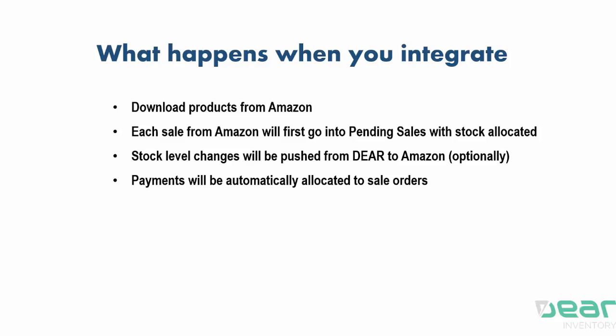Each sale from Amazon will first go into pending sales in Deer and will have stock allocated. Depending on whether you choose to consolidate your orders or have them come through individually, the orders are then processed into actual sale tasks or actual sale orders within Deer. Stock level changes are then pushed out from Deer to Amazon and to other sale channels potentially. This is an optional setting. Payments are also automatically allocated against sale orders if they're recorded in Amazon.